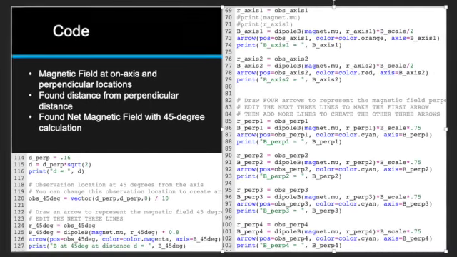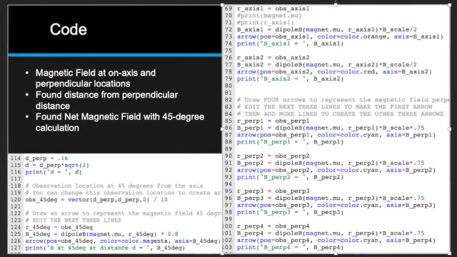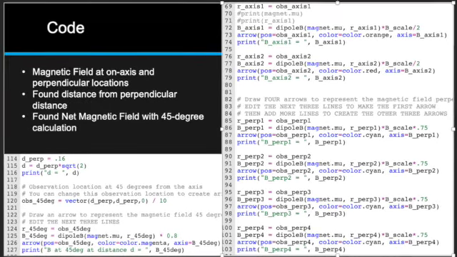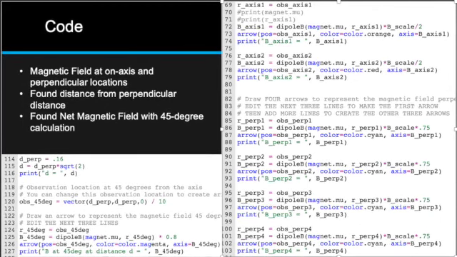Then for the perpendicular magnetic fields, it was the observation locations 1 through 4 of the perpendicular locations, and we plugged in the magnetic moment and the observation location into the dipole formula shown in the earlier slide, and the scale is multiplied by 0.75 just so the arrows can be seen in the cyan color.